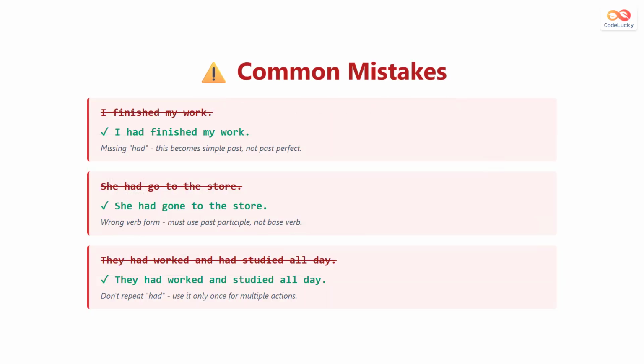Here are mistakes to avoid. Do not say, I finished my work without had. This becomes simple past, not past perfect. Do not say she had go to the store. Always use the past participle, not the base verb. So say she had gone. Do not repeat had for multiple actions. Say they had worked and studied all day, not they had worked and had studied all day.